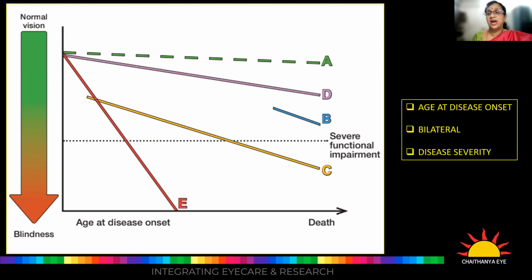So the age at disease onset, the laterality, that is bilateral disease, and disease severity are three major factors which have to be given weightage in the proper management of a case of glaucoma. We know that even though there is a lot of awareness about glaucoma, a considerable percentage of patients have severe bilateral functional impairment in their lifetime.